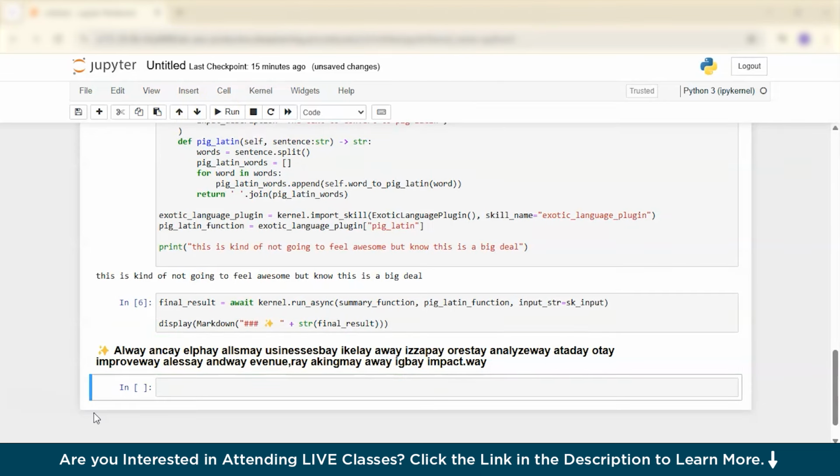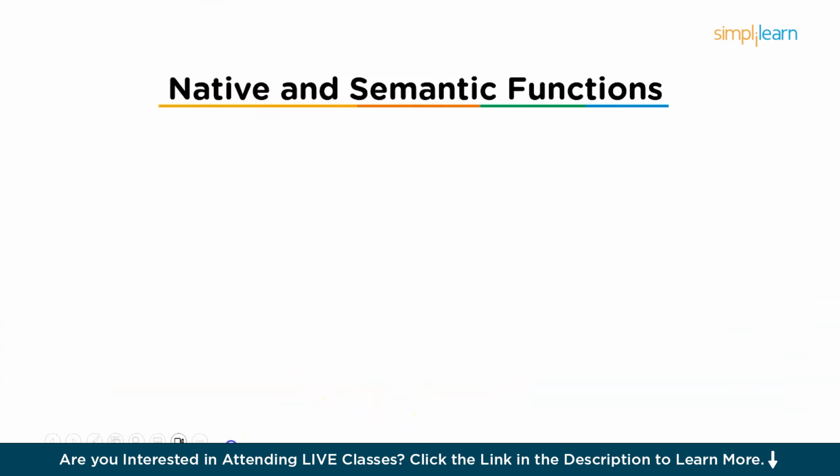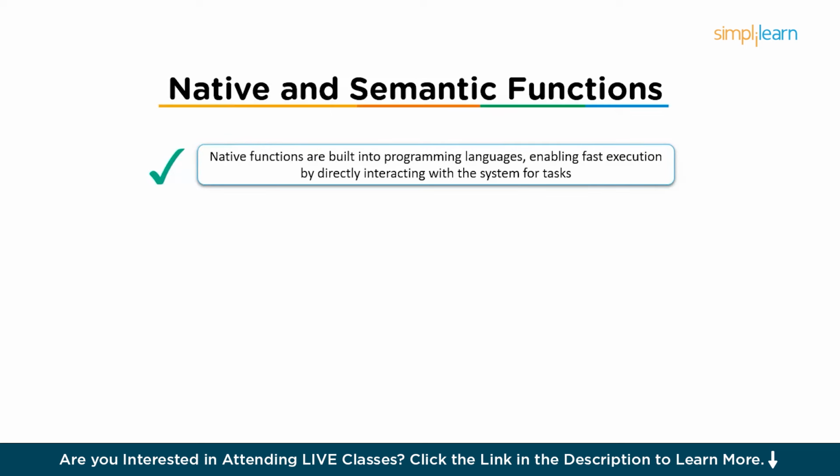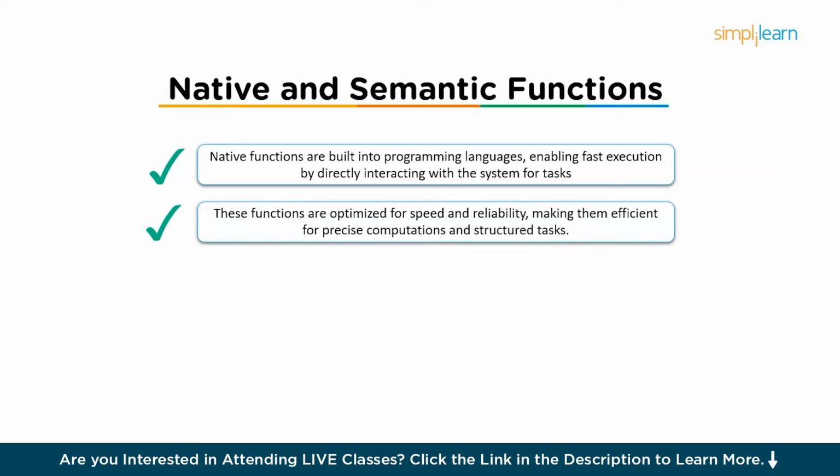Now down the line, we are going to see a new topic. Understanding how to organize the tools is so important. But before that, we will understand why native and semantic functions are so important. Native functions and semantic functions are both essential because they serve different purposes. Native functions are built into programming languages and run fast because they interact directly with the system. For example, file operations and math calculations. They are predictable and efficient.